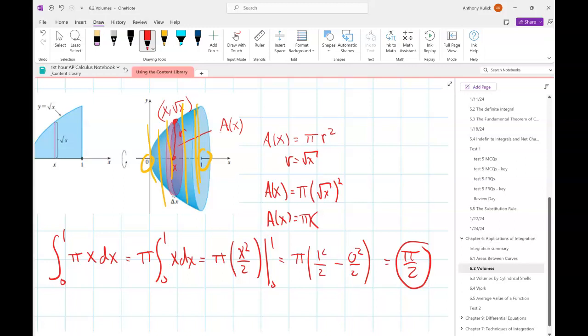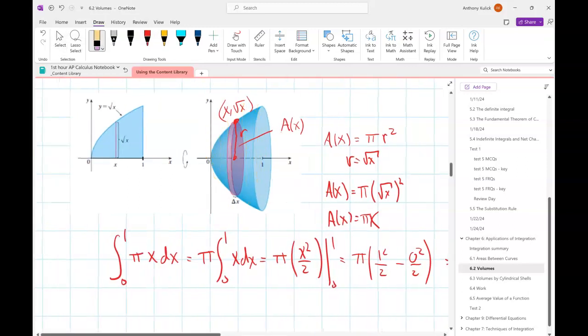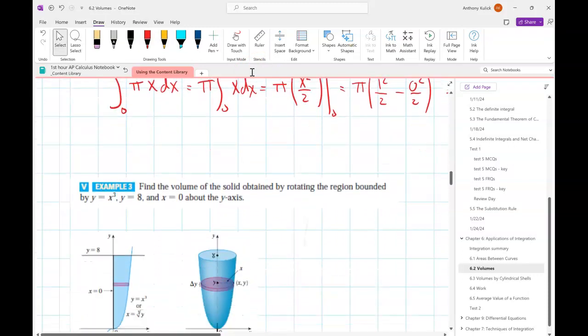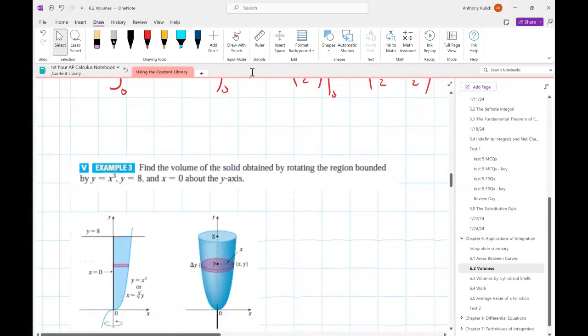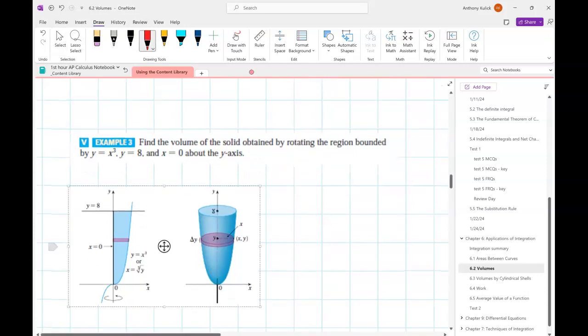Let's do another. Again, here it becomes really important that we're able to imagine what this shape is going to look like, right? So let's do another. Find the volume of the solid obtained by rotating the region bounded by y equals x cubed, y equals 8, and x equals 0 about the y-axis.